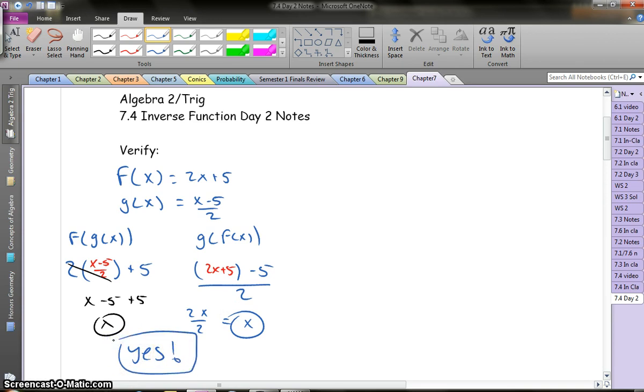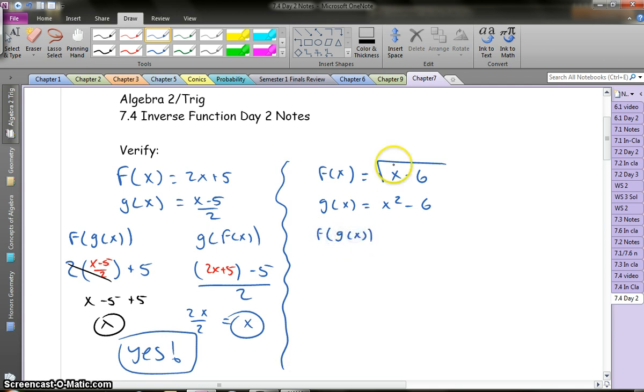Alright, now let's try another one before we get into our graphs. So we have, let's say f of x is the square root of x minus 6, and g of x is x squared minus 6. Alright, so let's split these up a little here. So f of g of x, well, f of x says the square root of something minus 6, and that something is x squared minus 6. So I have the square root of x squared, negative 6 minus 6 is minus 12.